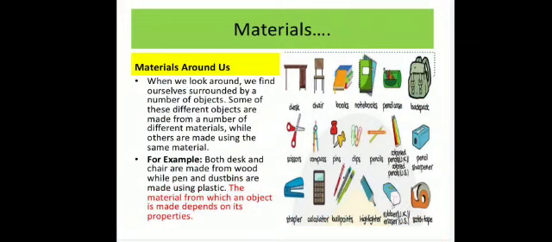Some of these objects are natural. Natural means which occur in nature as such. Whereas other objects are man-made, or we can say artificial. All these objects are of different shapes, sizes, and colors. They also have different properties. Now, in order to understand objects around us, it is necessary to classify them into groups. We will now discuss how the various objects are classified.